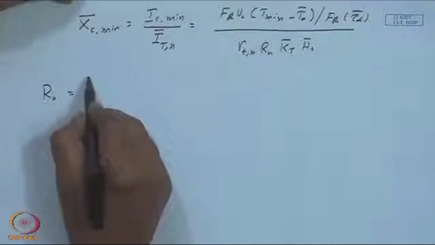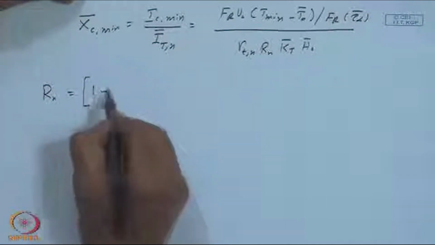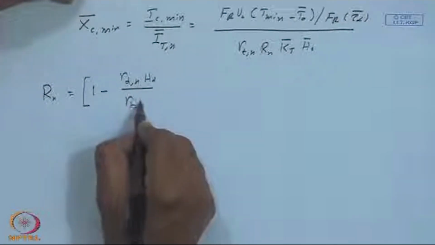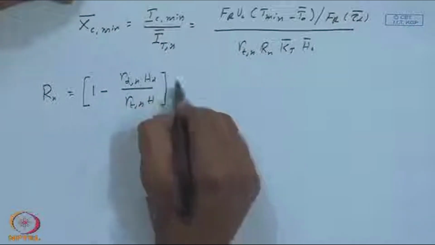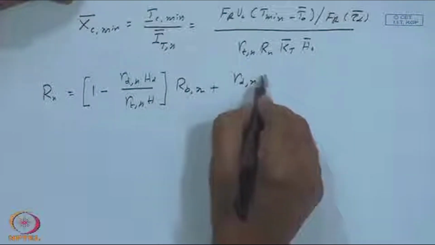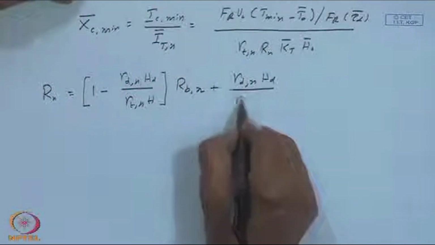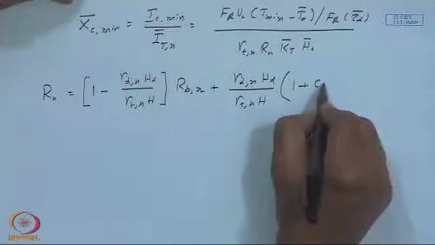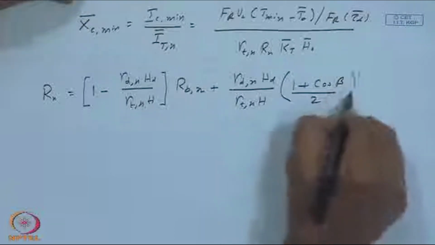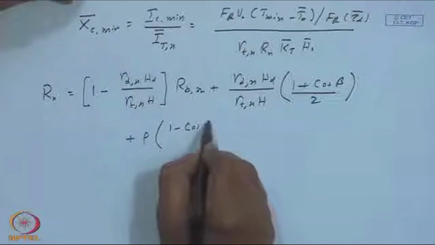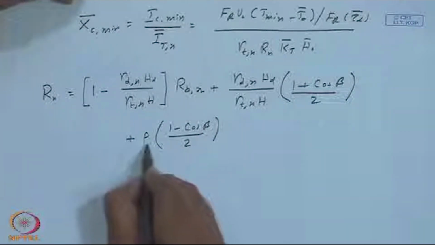Now, to be complete Rn, once again we will use RT and Rn correlations: 1 minus RDN upon HT upon RTN into H, RB at the noon time plus RD noon by HD by RTN H times 1 plus cos beta by 2 plus rho into 1 minus cos beta by 2. This you may call it rho g.